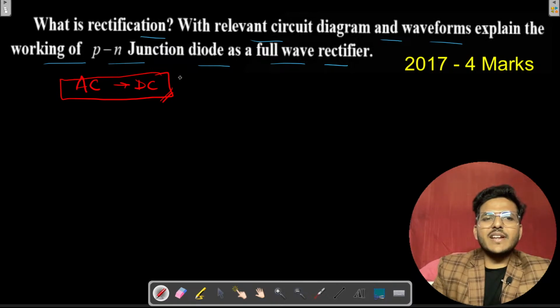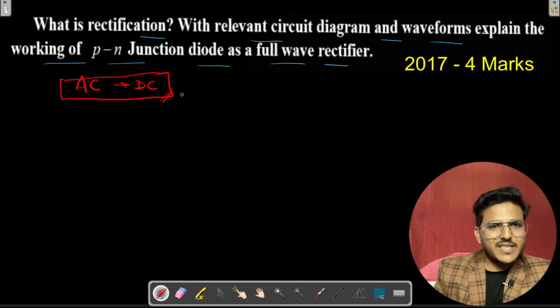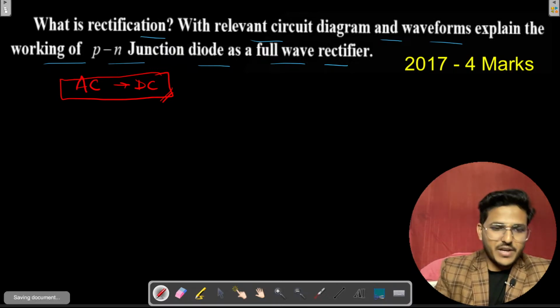What is rectification? Rectification is just AC converted into DC. Now, see the working of a PN junction full wave rectifier.